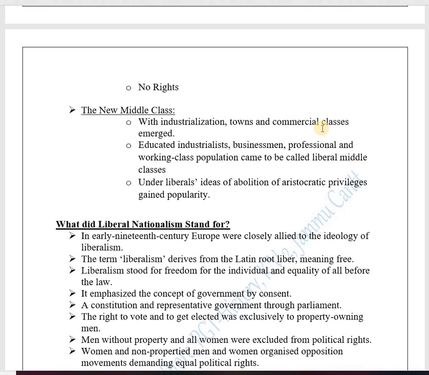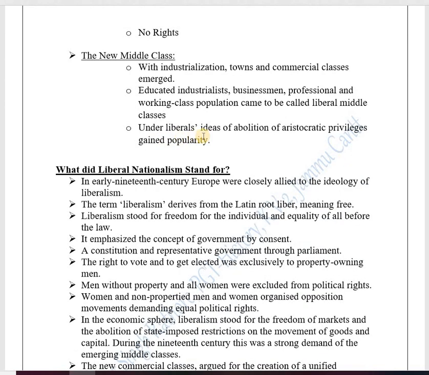With industrialization, towns and commercial classes emerged. Industrialization began in England and spread to other parts of the European countries, towns emerged, new classes emerged. These classes were educated industrialists, businessmen, professionals, and working class population, and they all together came to be called liberal middle classes. Now this liberal middle class will be playing a major role in all the revolutions in Europe, that is from the 1830s to 1848, and later on in the unification of Italy, Germany, etc. Under liberals, ideas of abolition of aristocratic privileges gained popularity.